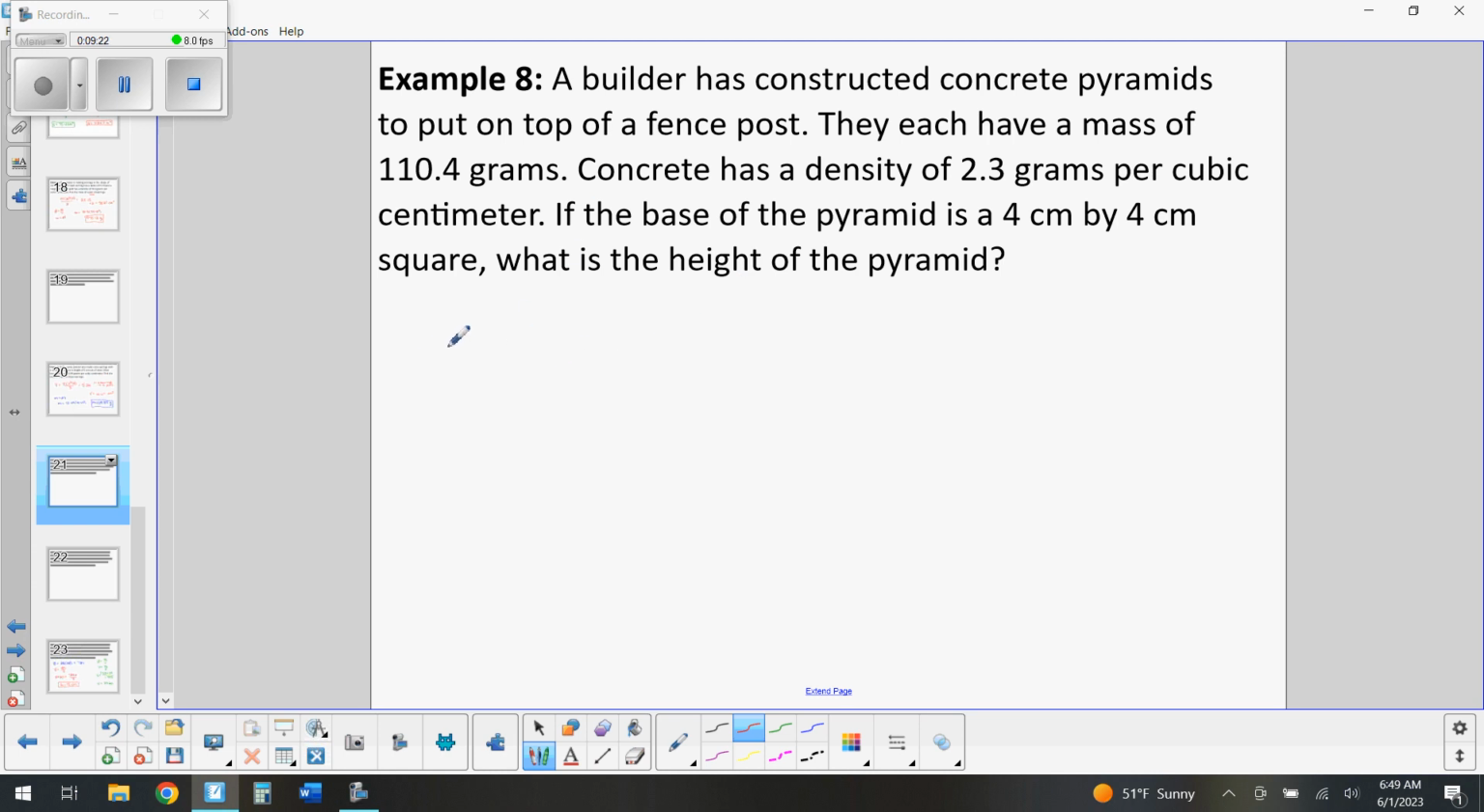So first I'm going to start with density being mass over volume, which also means volume is mass over density. So I'm going to take the mass, which was 110.4, put it over the density, which was 2.3, and I get a volume of 48.